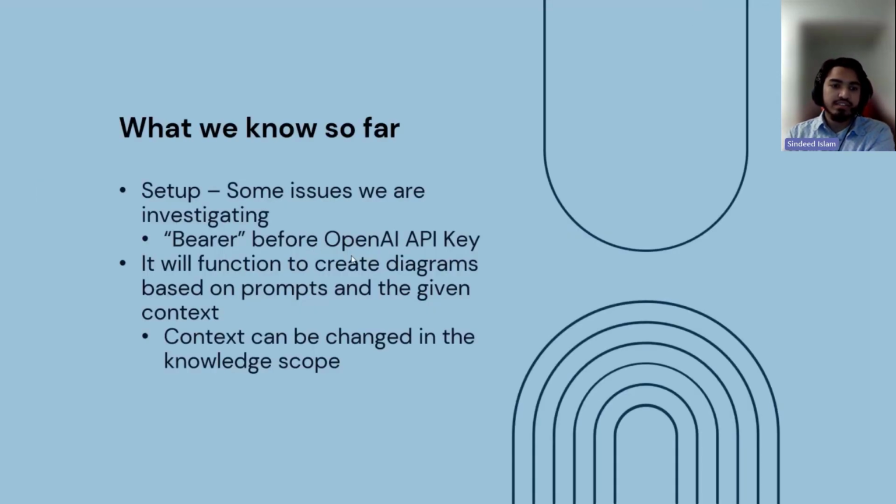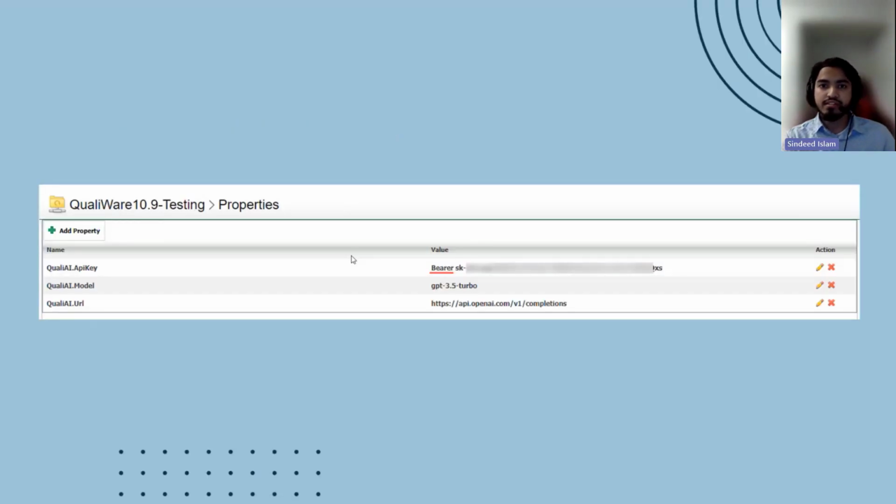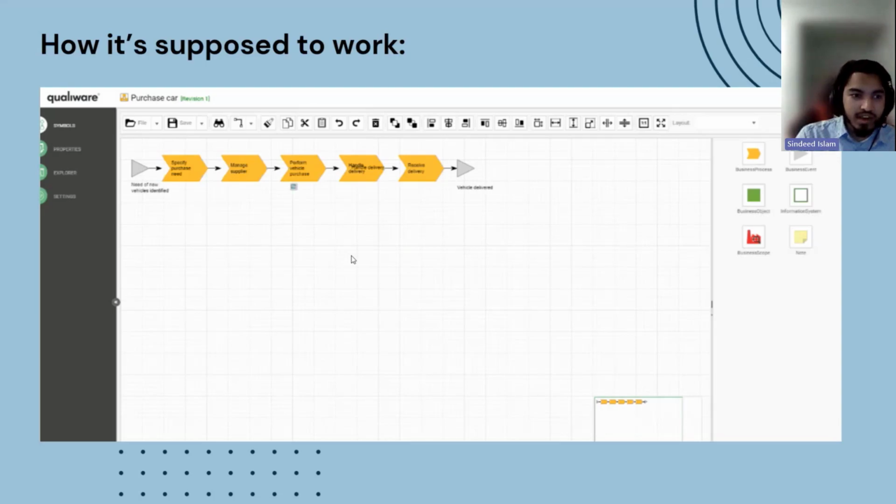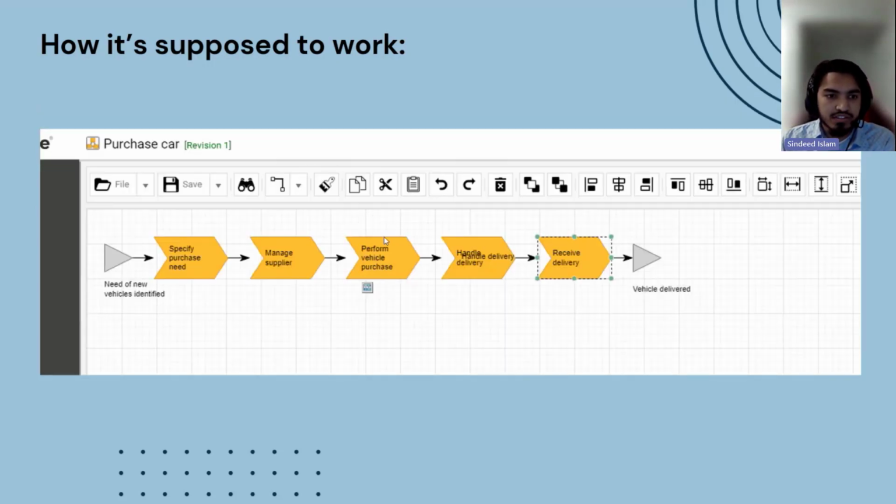The other thing we have learned is that there is a new template called a knowledge scope, which calls upon functionality from ontology, which is also a diagram. We'll get into that in the next couple of slides, but for now I'll go over how QualiAI is intended to work. Let's say we have a diagram. I know it is a bit blurry here, but this is a diagram for the process of purchasing a car. We will select the receive delivery part of this business process network, and we will use the QualiAI button.